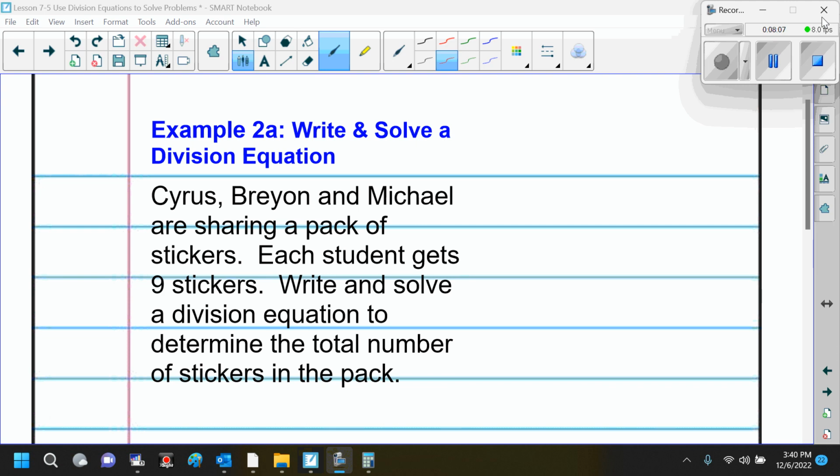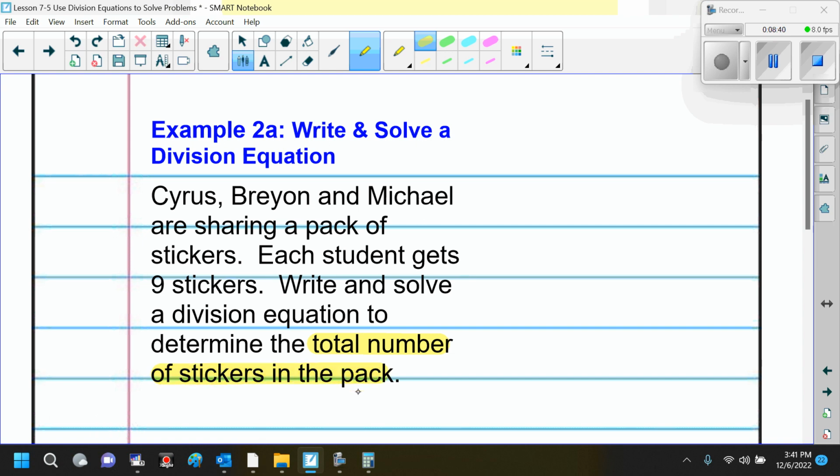So for example 2a, we want to write and solve a division equation. So it says Cyrus, Brian, and Michael are sharing a pack of stickers. Each student gets 9 stickers. Write and solve a division equation to determine the total number of stickers in the pack. So again, step 1 is to define what we don't know. So here we don't know the total number of stickers in the pack.